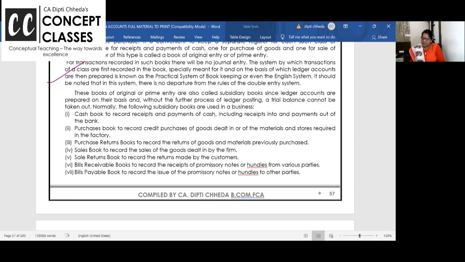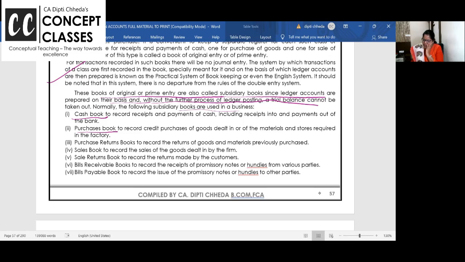Subsidiary books are used in business. These books of original prime entry are also called subsidiary books since ledger accounts are prepared on their basis. You prepare the ledger accounts from the subsidiary books, and without the ledger, you cannot prepare the trial balance and final accounts. So what are the types of subsidiary books? Cash book. Cash book is a subsidiary book which records all the receipts and payments in cash.